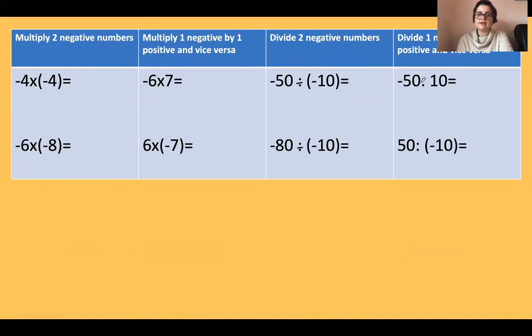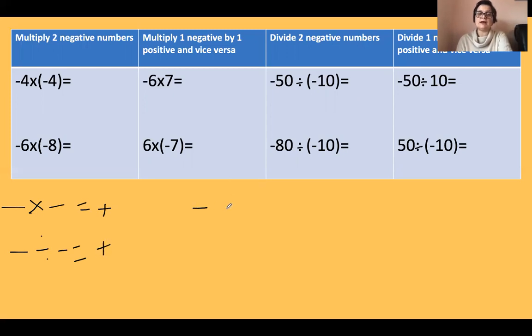Okay, so again, I've done here 4 different scenarios with negative numbers: multiplying two negative numbers, multiplying one negative and one positive, or vice versa, dividing two negative numbers, and dividing one negative by one positive, and vice versa. Remember, minus times minus. When you multiply two negative numbers, the answer is always going to be positive. And when you divide two negative numbers, the answer is always going to be positive.